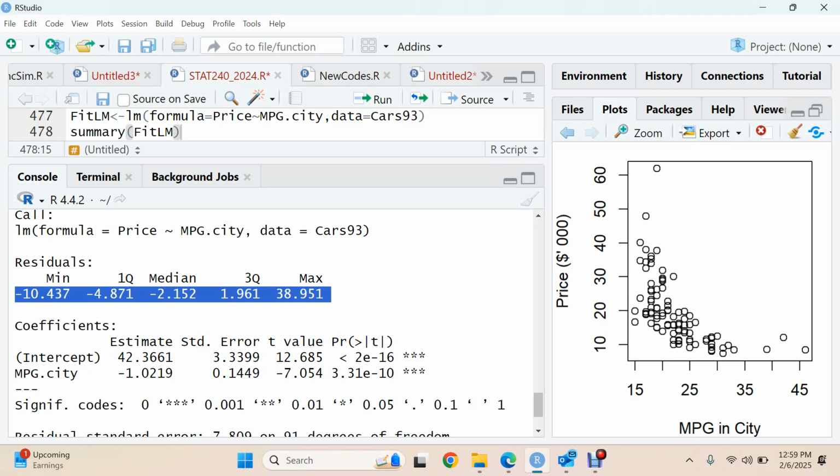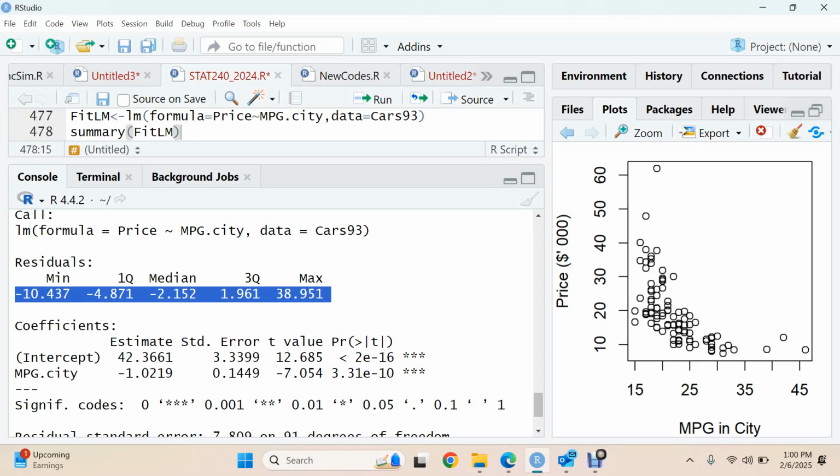So it means that if the miles per gallon increases by 1, you expect the price of the car to decrease by 1.02. And in this case, it means $1,020, because the price is measured in whatever value you have there in your 1,000. Is that okay? So 1.02, if you multiply it by 1,000, you get what?